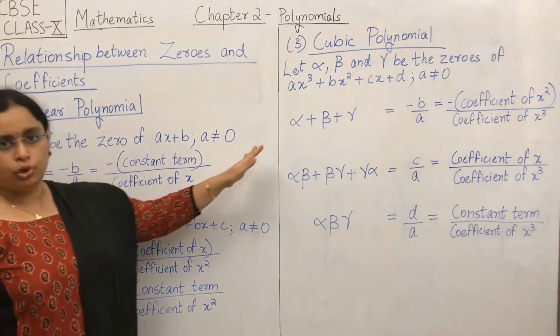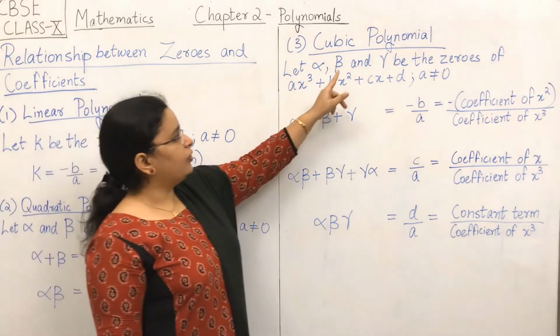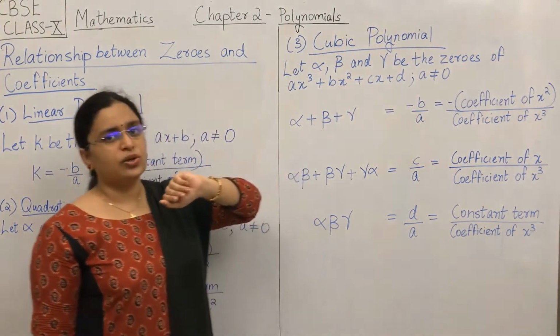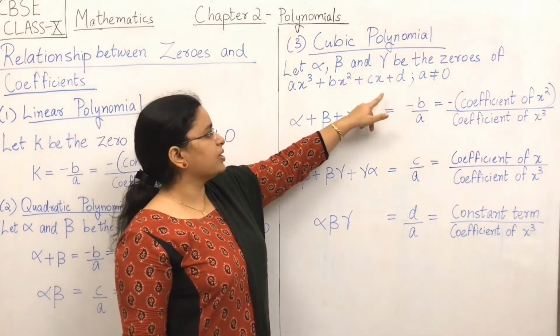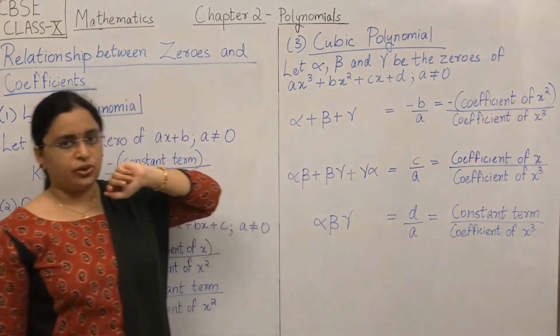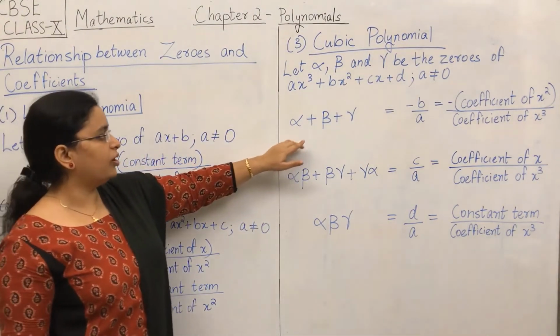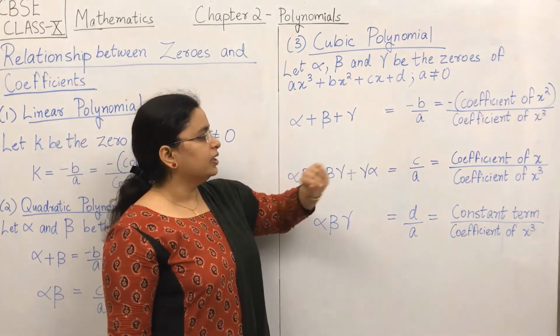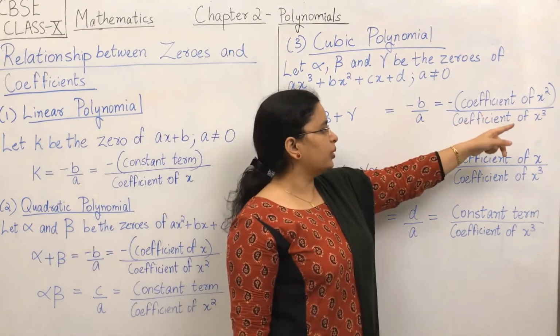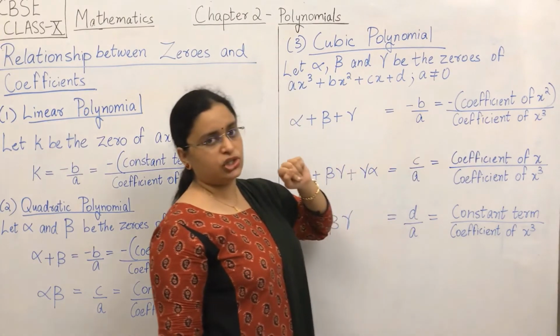Now we can go to the cubic polynomial. Let alpha, beta and gamma be the zeros of the cubic polynomial ax cube plus bx square plus cx plus d, where a not equal to 0. Then the sum of the zeros, that is alpha plus beta plus gamma, equals minus b by a, that is, minus of the coefficient of x square divided by the coefficient of x cube.